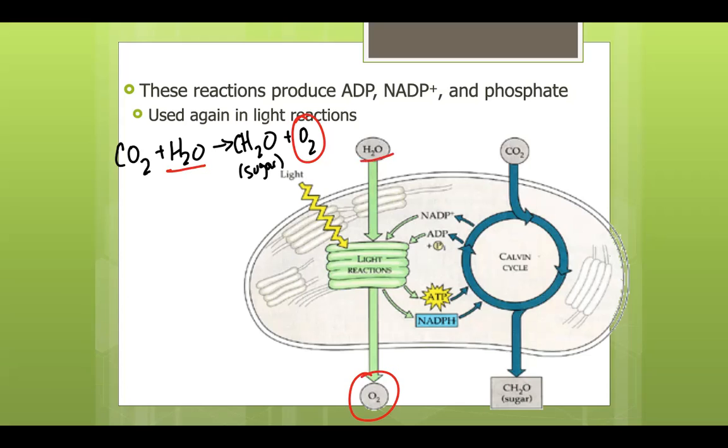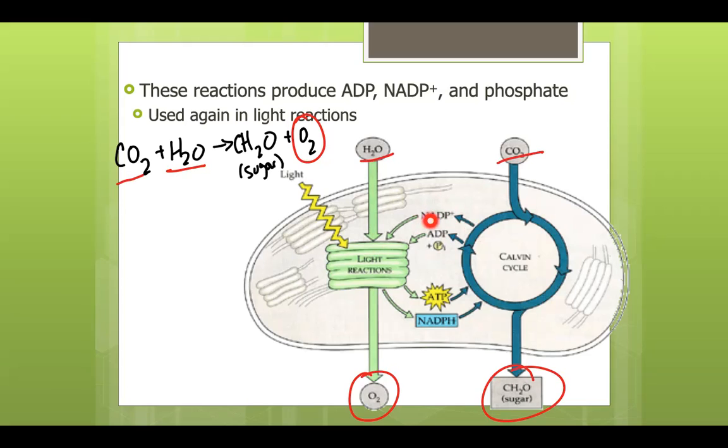And then we also know why we need CO2 here in the Calvin cycle, and also how it produces the sugar. But linking again between the 2 halves of photosynthesis, the Calvin cycle produces NADP plus, ADP, and phosphate. These 3 are used in the light reactions, right?